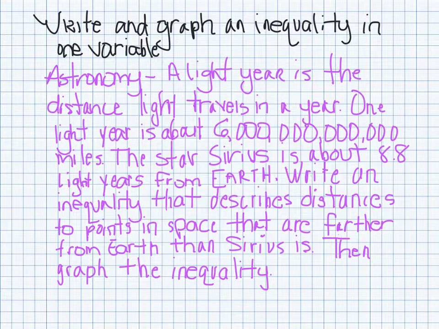So let's say you were asked to write and graph an inequality in one variable. So let's say we have astronomy, and a light year is the distance light travels in a year. 1 light year is about 6 trillion miles. The star Sirius is about 8.8 light years from Earth. And it wants you to write an inequality that describes distances to points in space that are farther from Earth than Sirius is, and then graph the inequality.